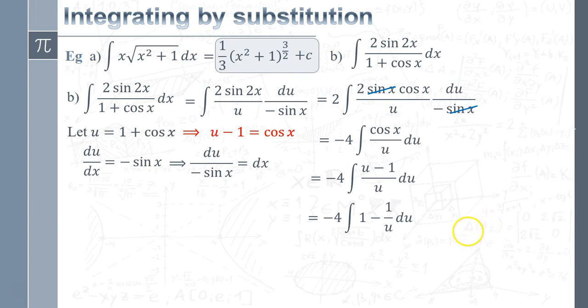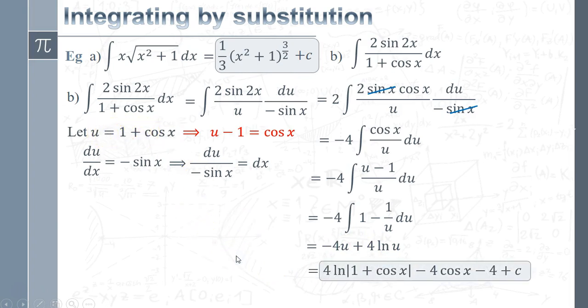So let's crack on and do the integrating. So to do that, we end up with that. So we're doing it with respect to u, so integrate 1, I get u, integrate 1 over u, I get ln u, and so there I've done the multiplying out by 4, and then the last thing we need to do is to resubstitute, so let's put our u equals 1 plus cos x back in, and there we go.